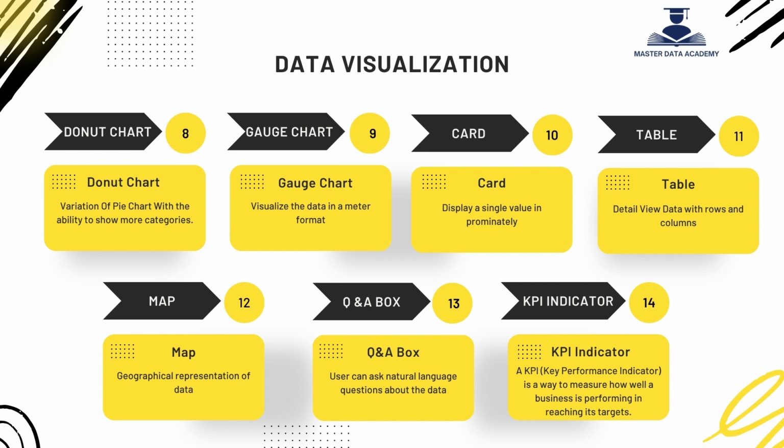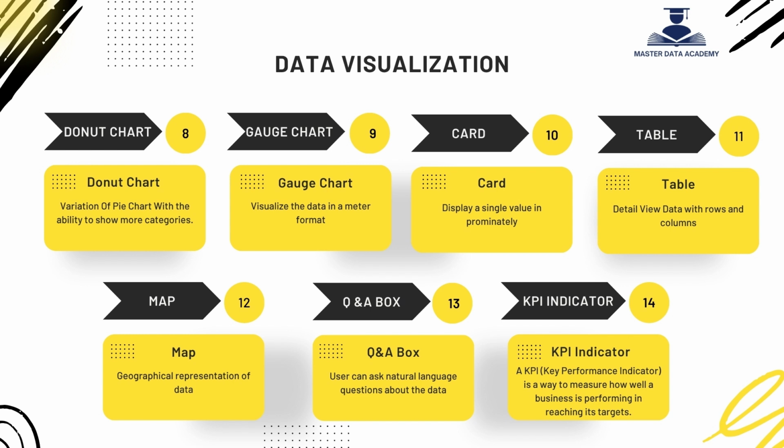9. Gauge chart. A gauge chart displays data in a meter-like format. This is perfect for showing performance against a target, such as speedometers for KPIs like sales targets or customer satisfaction scores. 10. Card. The card visual is used to highlight a single, important value prominently. For example, you can display total revenue, total orders, or total profit in a large, eye-catching format.